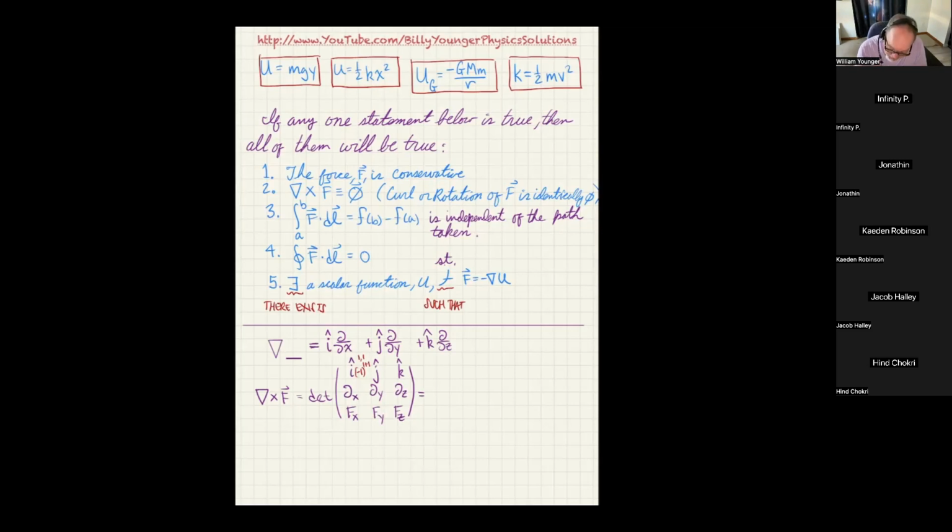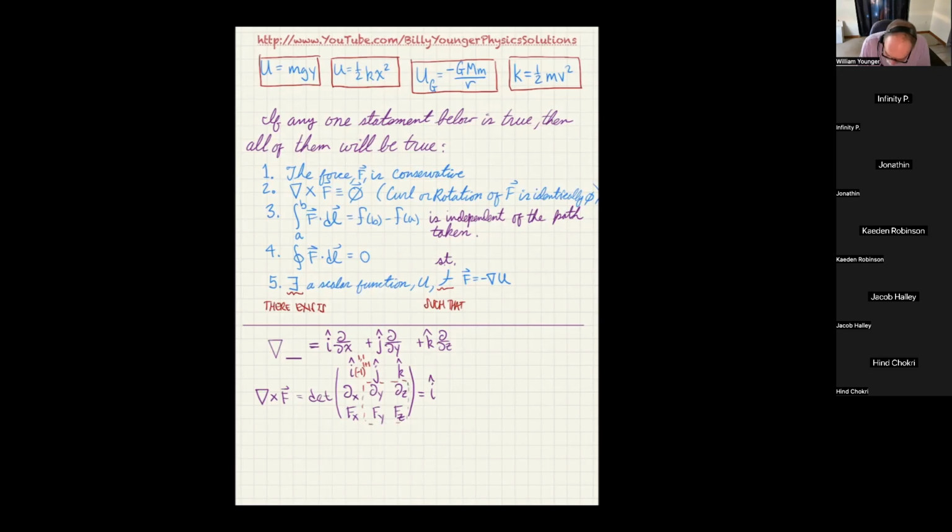I'm just going to blindly write down the i hat right here. And now that I've done that, I ignore that column and that row. So I have to ignore the first column, which is the one that has i, partial with respect to x, and f sub x in it. And I also have to ignore that row, which is the one that has i, j, and k in it. All I have left is this little bit of the matrix itself.